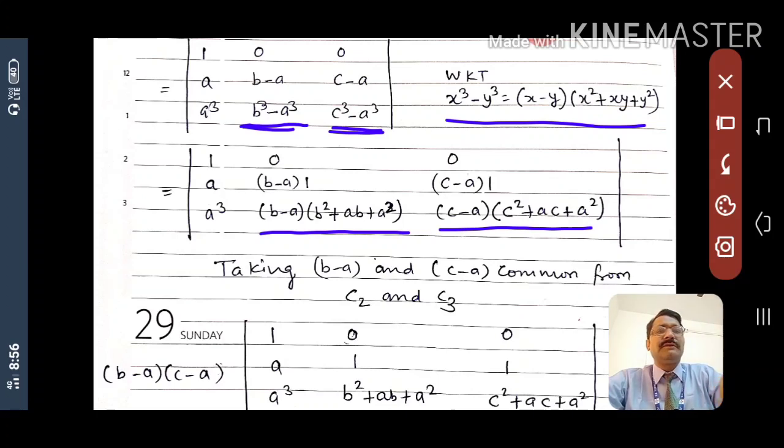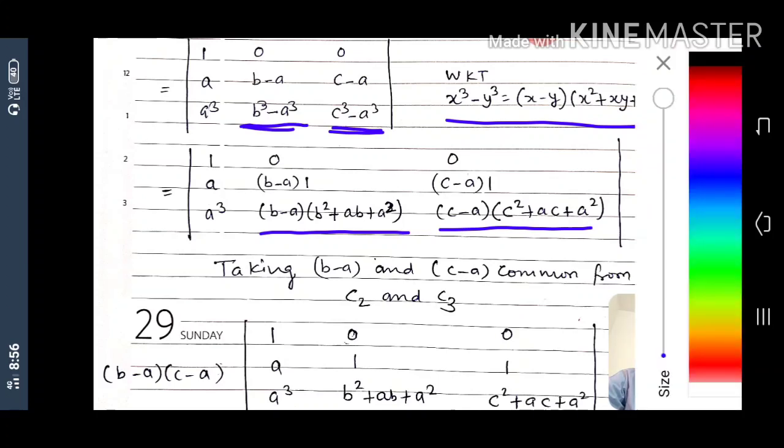Now you can check what is common. From here, b minus a is common from C2, and c minus a is common from C3. So look here, you will take common b minus a and c minus a from C2 and C3. So what is the remaining?